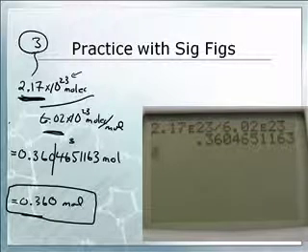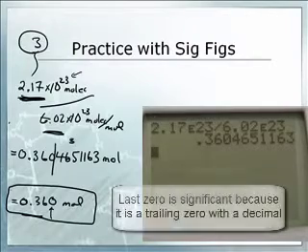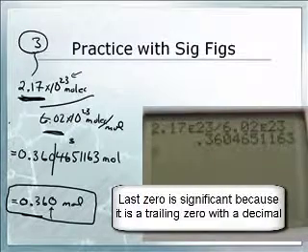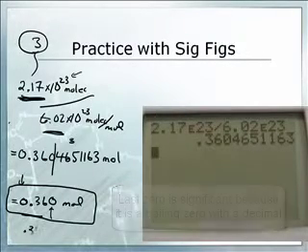Well, that 0 in the front? There is significant. That is. Wait, why is that 0 significant at the end? Because it's a trailing 0 and there's a decimal. And what about that one in front? Well, you know, that one doesn't... you might have in your math class just called that .360.